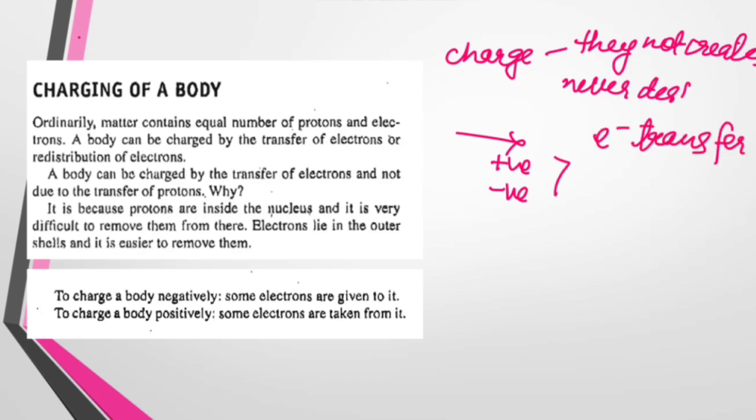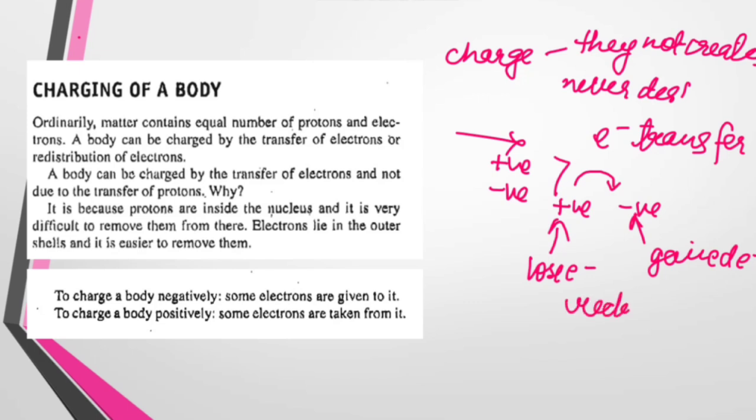Okay, so when an electron is transferred from the body where it is lost, that body becomes positively charged, and the body where it is gained becomes negatively charged. Okay, this one is your electron-losing body and this one is your electron-gaining body. So there is a transfer of charges, and there occurs a redistribution of charges.